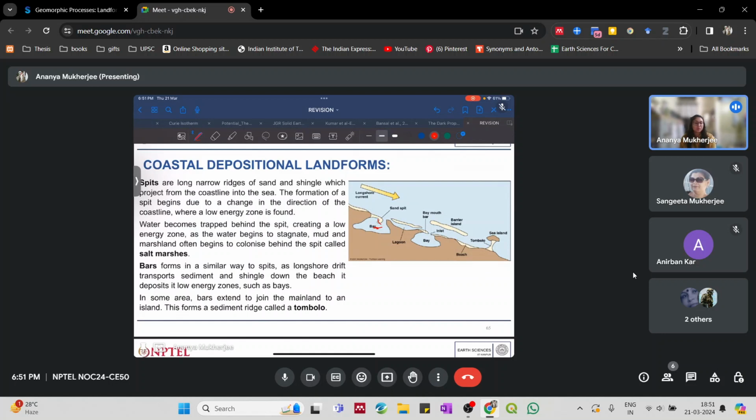And then you have bars. These are just elongated deposition of sand, and they can also separate the sea from a tiny part of the collected water body behind, like lagoons. So that is something the bar can develop into. Then you have the tombolo. This is a kind of ridge that is connecting an island to the main coastline. So this is a tombolo.